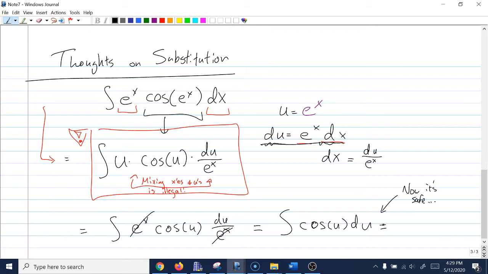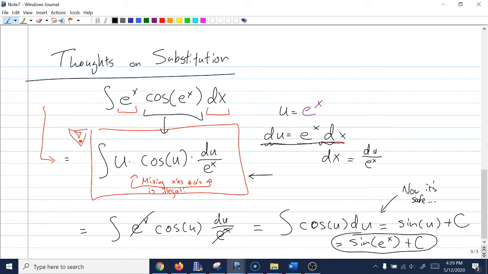And so now we're actually allowed to integrate it. What's the integral of cosine? The thing whose derivative is cosine is sine. The integral of cosine u du is sine u plus c, equals sine of what was u? u was e to the x. And that's the correct answer to this problem. Whether you're allowed to write this in the middle is something you can argue about.